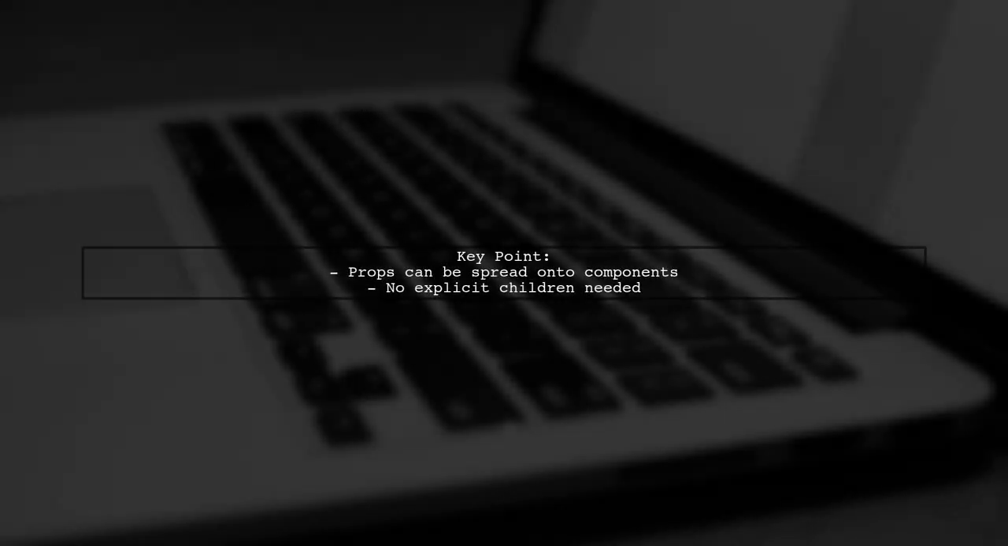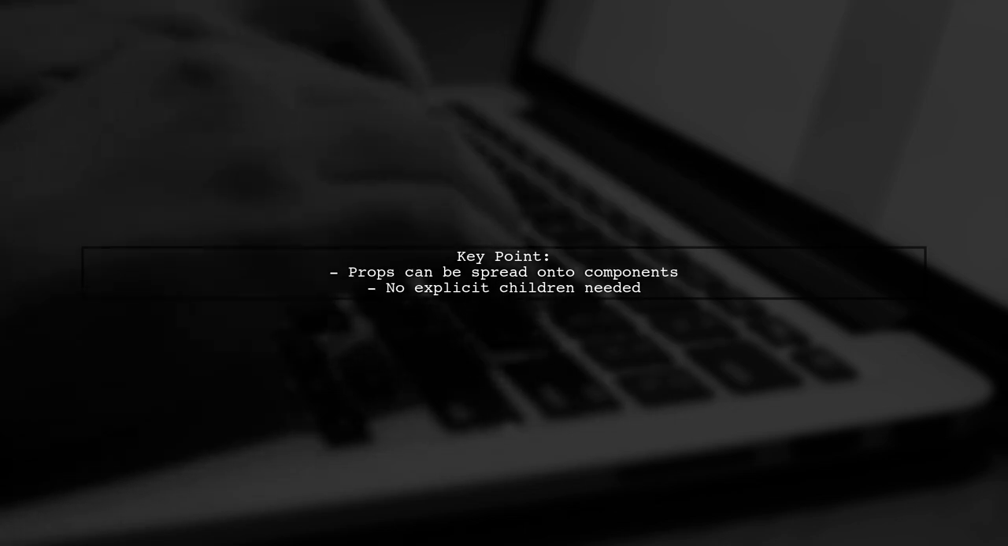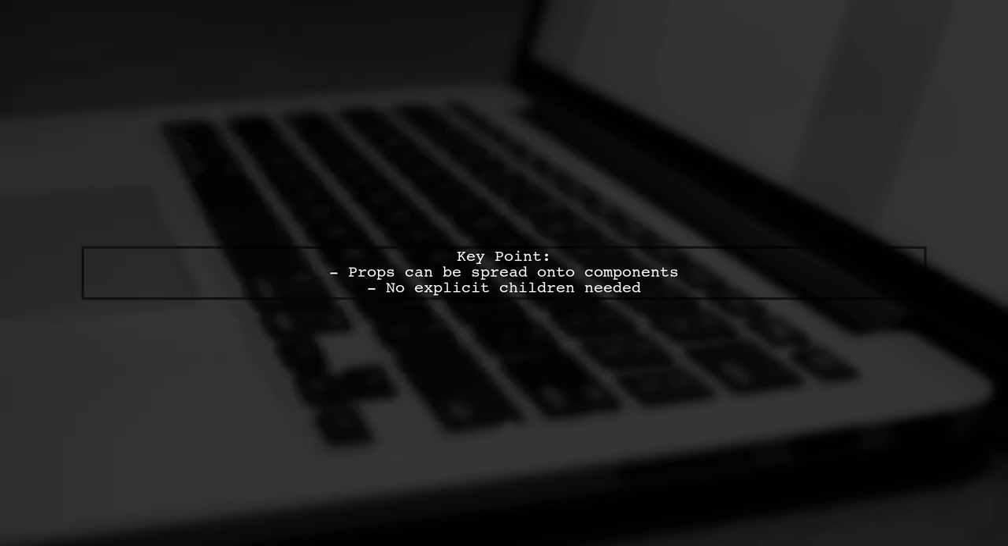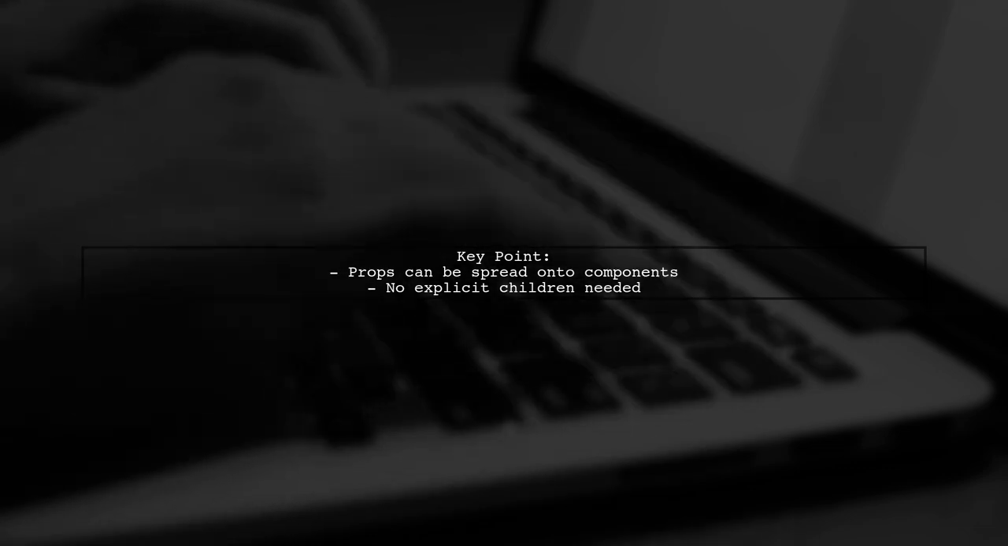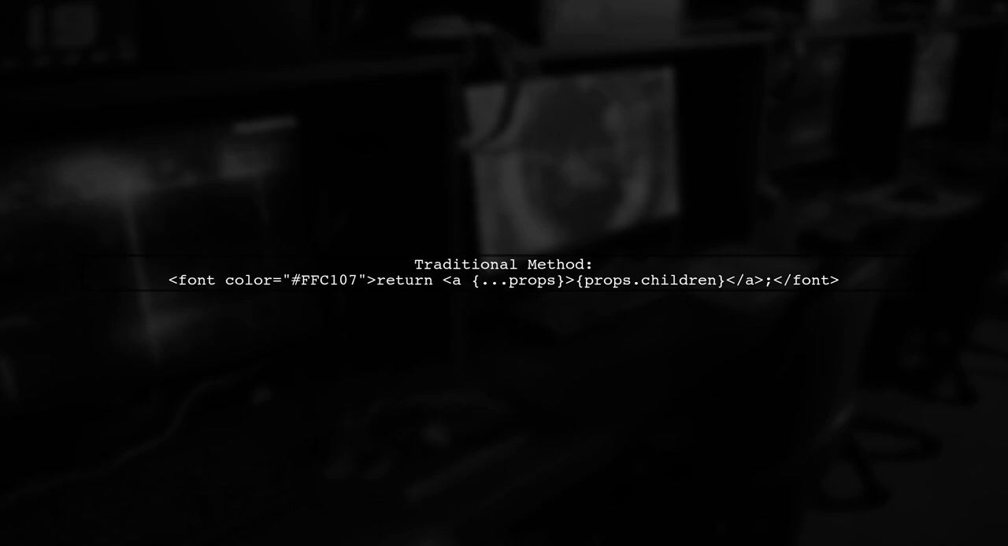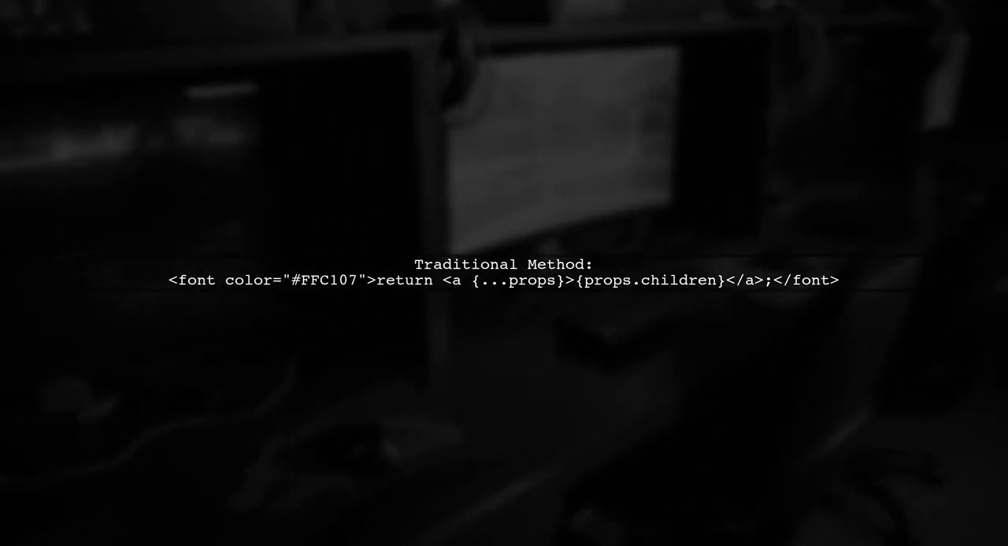This code works because React allows you to spread props onto a component. However, it may seem surprising since we often expect to see children explicitly defined. The traditional way to define an anchor tag would be to include props.children within the opening and closing tags. This is how it was done earlier in the same book.